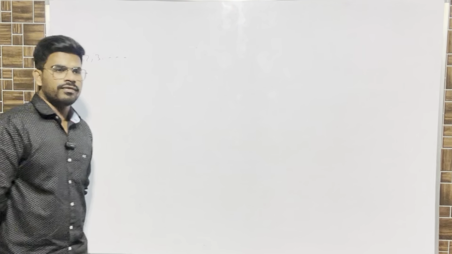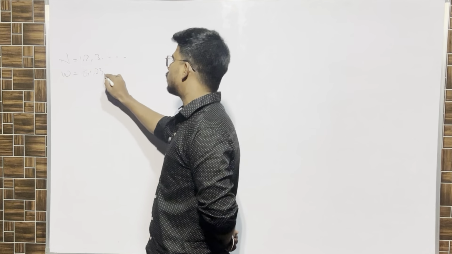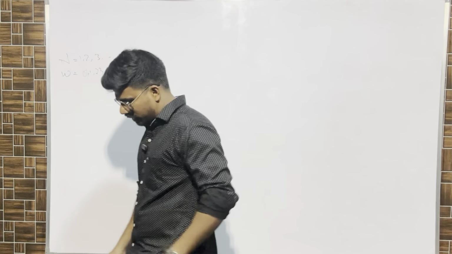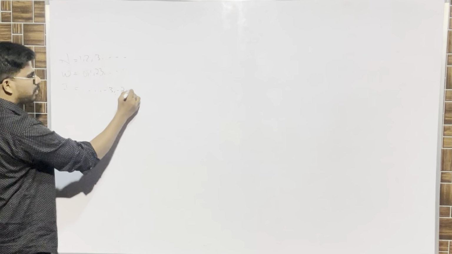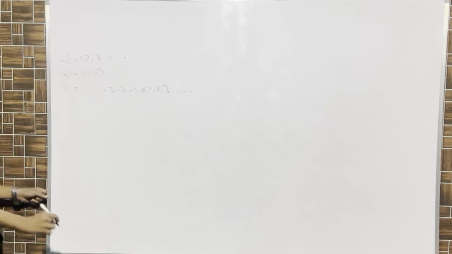Next, the second set of numbers is whole numbers. The speciality of whole numbers is they start from 0: 0, 1, 2, 3. These numbers are known as whole numbers, starting from 0. Next, after natural numbers and whole numbers, integers. Integers start from negative infinity to positive infinity: minus 3, minus 2, minus 1, 0, 1, 2, 3, and so on up to infinity. These numbers are called integers.